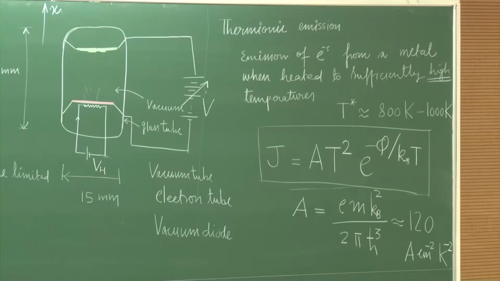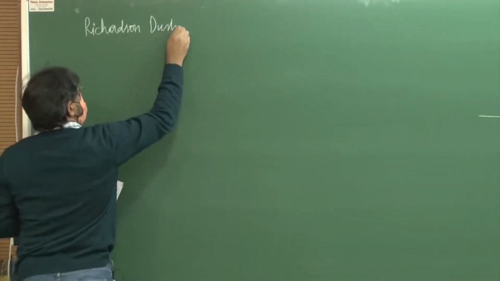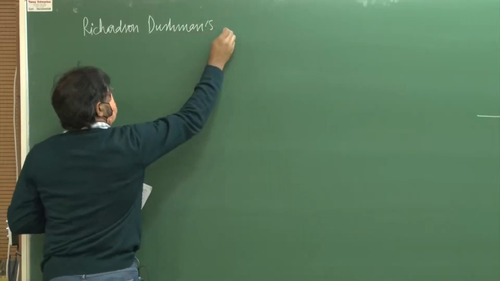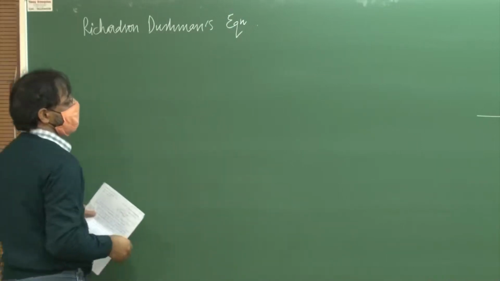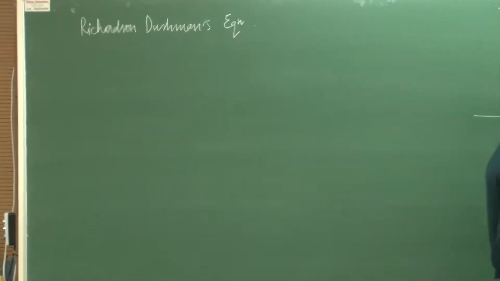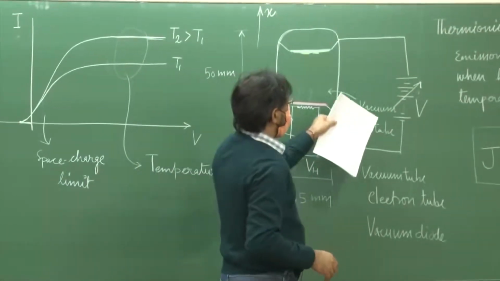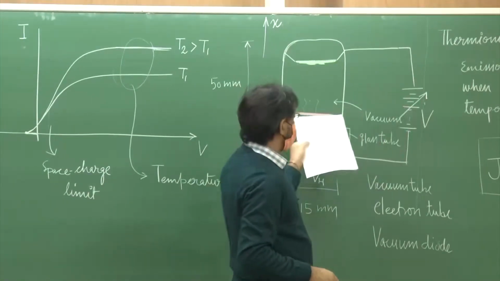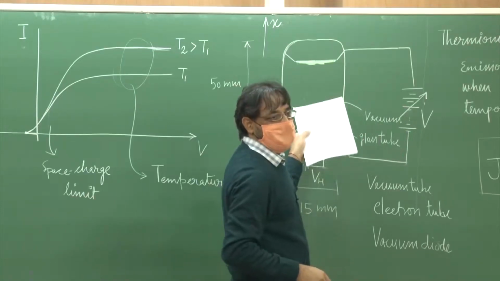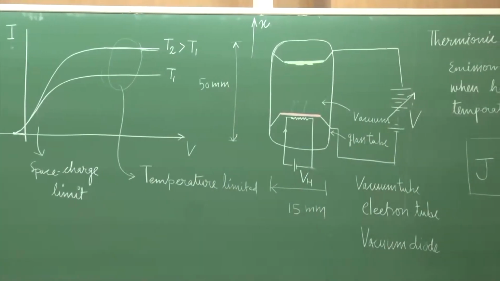So, this is your Richardson-Dushman's equation, and this equation states the current density in a vacuum tube or a vacuum diode. Now, you can see why it is called a diode. It is called a diode because this current flows only when the anode voltage is positive. If the anode voltage is negative, no matter howsoever high the temperature of the cathode is, there will be no current flow, right? So, in the olden days, these were the kind of diodes that were used.